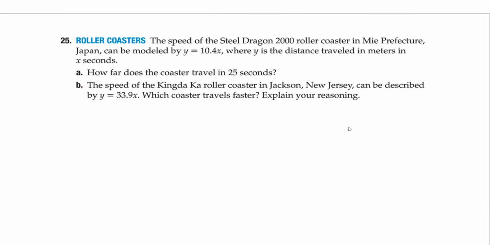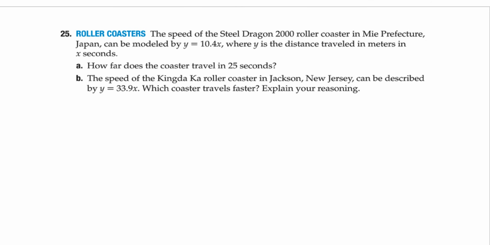Okay, last thing. So another application problem. The speed of the Steel Dragon 2000 roller coaster in Mie Prefecture, Japan, can be modeled by y equals 10.4x. This is the equation, right? They tell you, hey, y is the distance traveled in meters, and x is in seconds. So that's what they should do every single time.